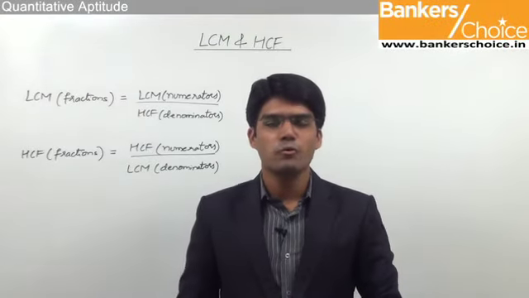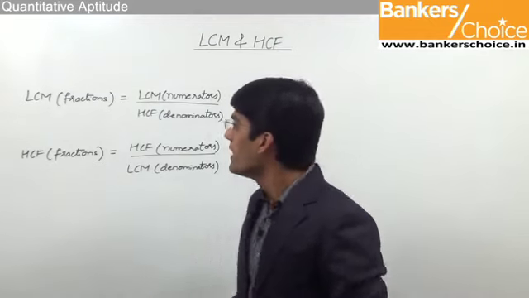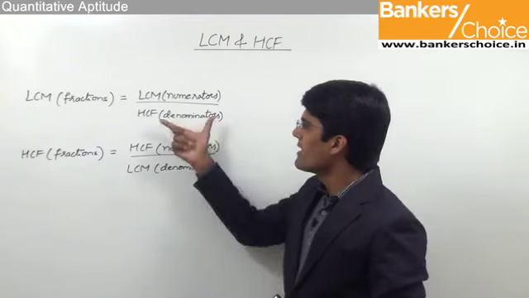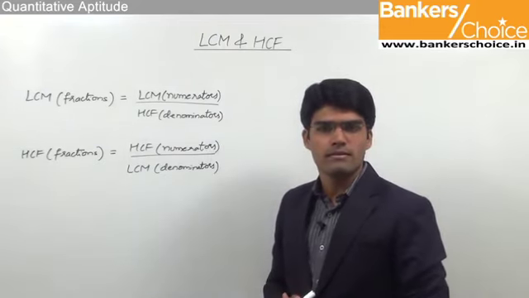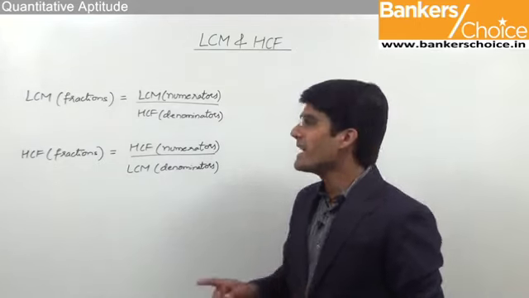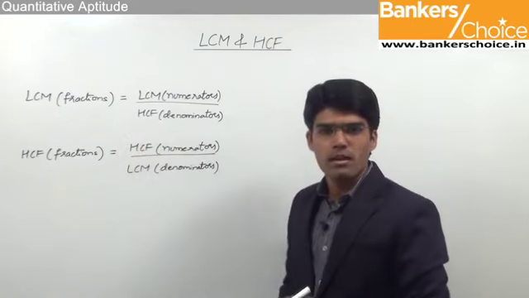Let us now see how to find out the HCF and LCM for fractional values. The LCM of fractions can be taken as LCM of numerators divided by the HCF of the denominators. That is, whenever we have to find out the LCM of fractions, we can take it as LCM of all the numerators divided by HCF of all the denominators.